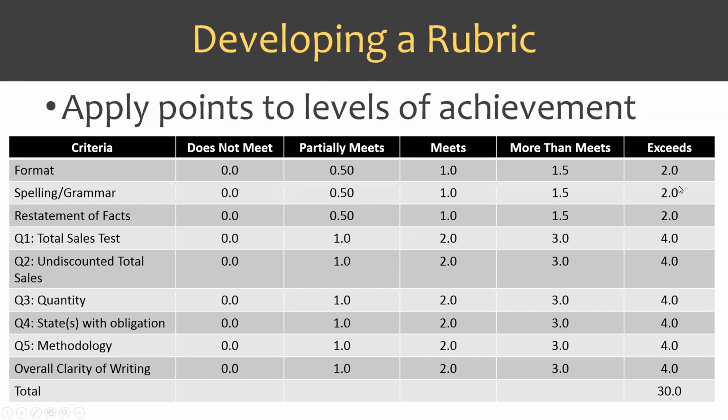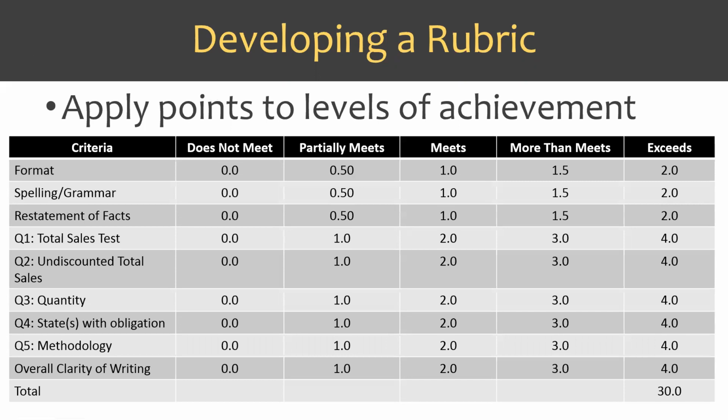And then you'll notice that I put my points in so that if a student was to qualify in the exceeds category for everything, they would add up to a full perfect score. Also, I wanted to be able to give the students the ability to get a 0, so I had a does not meet category, and I just put zeros in all of that category. So now, once you've gotten to this point, this is what we're going to put into Blackboard.